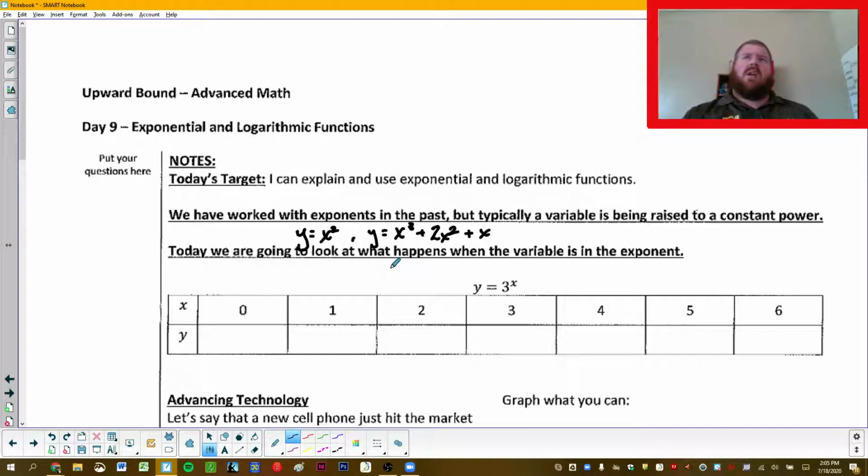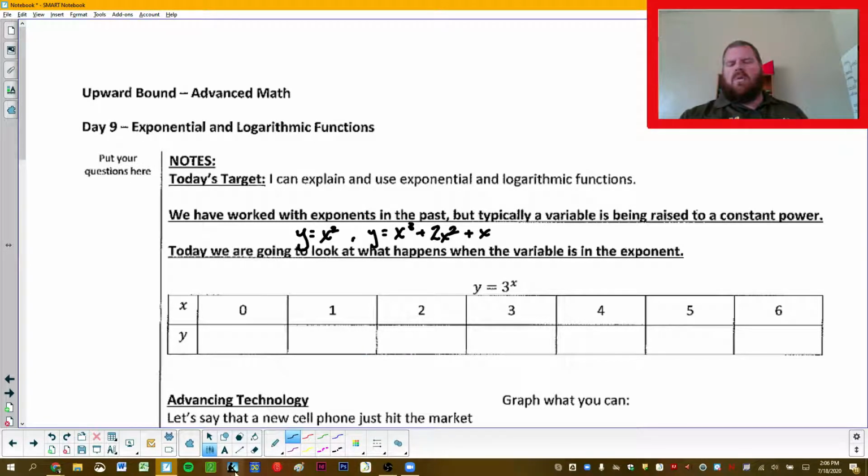We can look at a different one, but that involves looking at a whole new function. What we're looking at today is when the variable x is actually the exponent itself. So instead of just looking at a set exponent, we're going to be changing the exponent as we go.